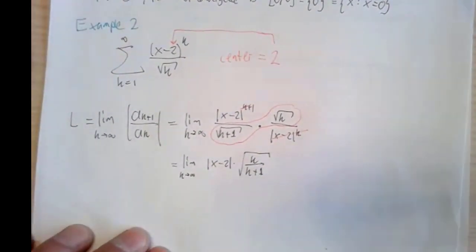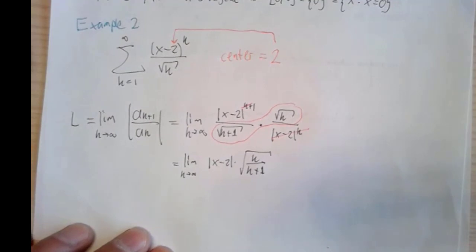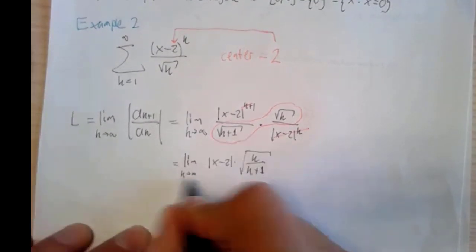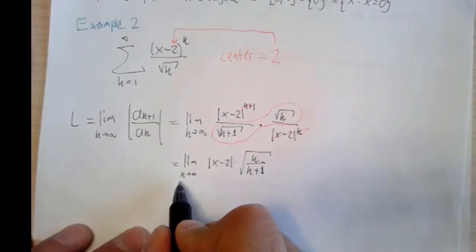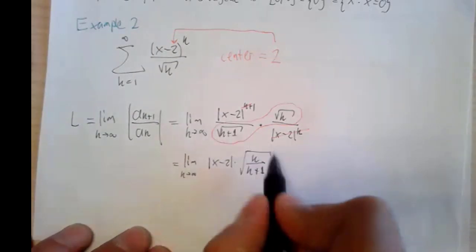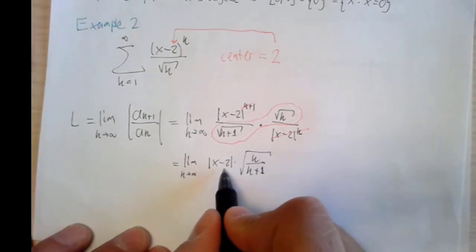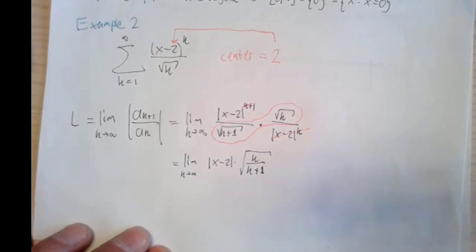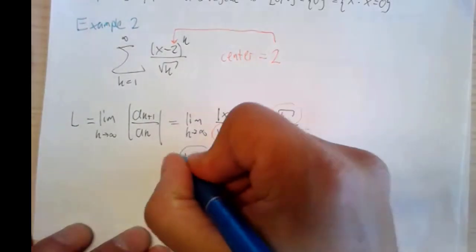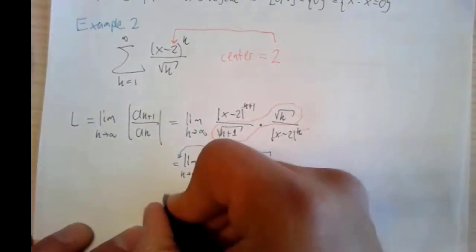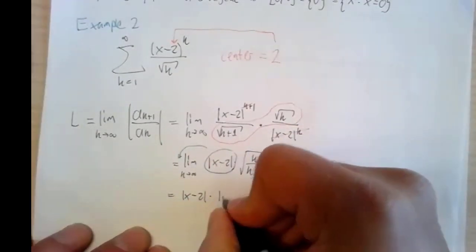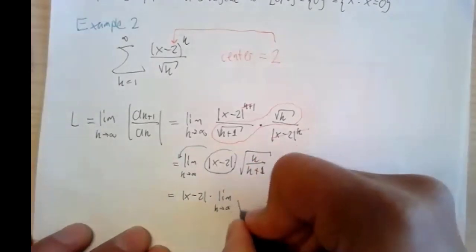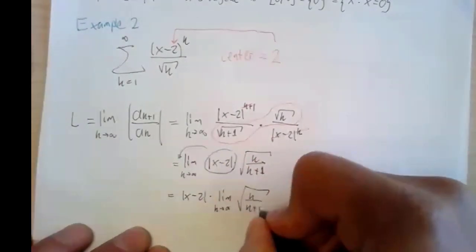All right, next. This is something that I didn't do in the previous examples, but we can do. This limit is with respect to k. k is the quantity that is changing. So for the purposes of this limit, x minus 2 is just a constant. And constants, we know we can take them out of the limit. So we can write this as absolute value of x minus 2 times the limit of the root of k over k plus 1.